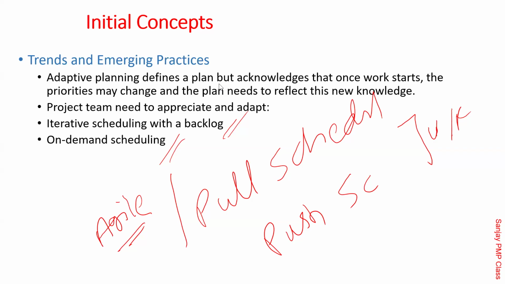Something similar could be done for any service center as well. That's what they are trying to say. So pull schedule is agile. In push schedule, the responsibility of the planning is with the project manager. In pull schedule, the responsibility of the planning is with the individual team member, the developers. And that's what they are trying to say. That's why it's called on-demand schedule.